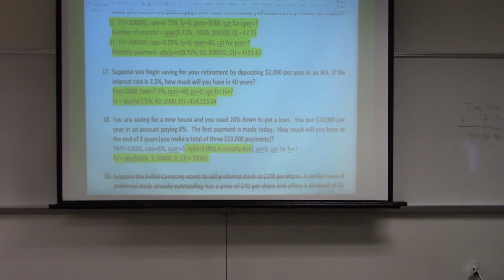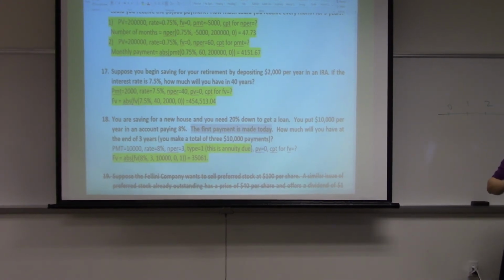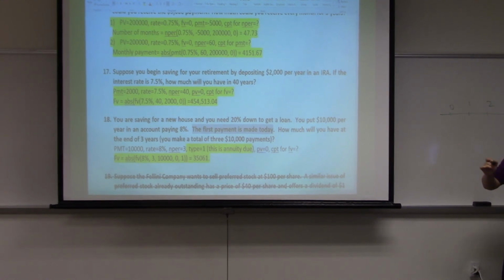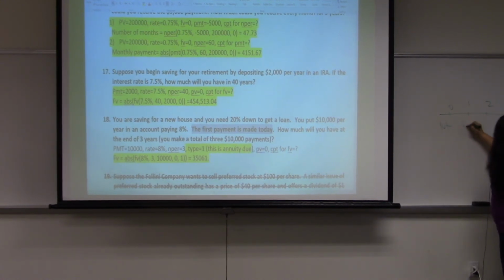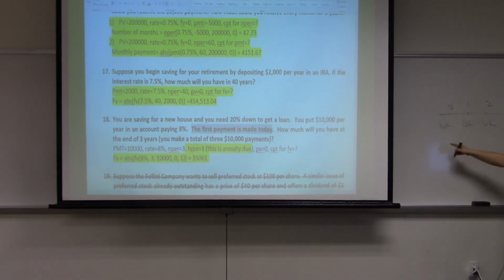This is the difference, because you read the question, see, what is the cash flow? It's 10K. Your first payment, you made it today. You just opened the account, you want to buy the house. You make 3 payments of 10K, but you make the first one right now. You deposit it right now. So this is an annuity due question, type equals to 1 in Excel.